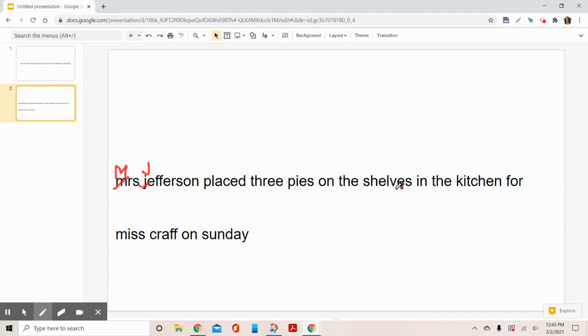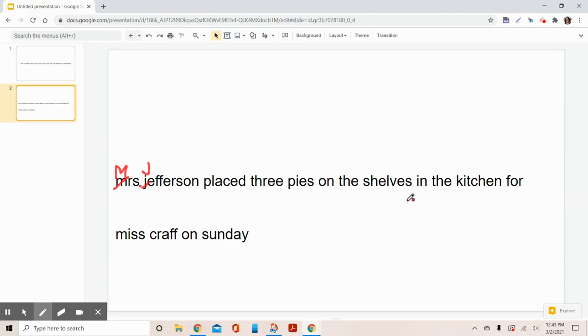So shelves has VES, and we learned in one of our previous lessons that if we add VES to the end of a word, it's probably the plural of a word that had an F, right? So one shelf with an F, but since it's more than one shelf, it's shelves, we change that F to a V and add ES. So shelves is a plural common noun.